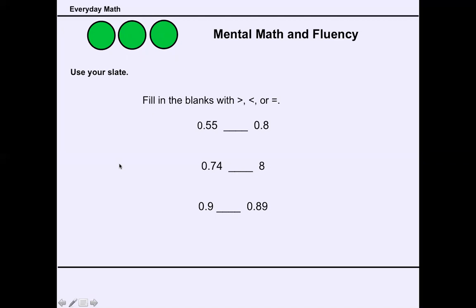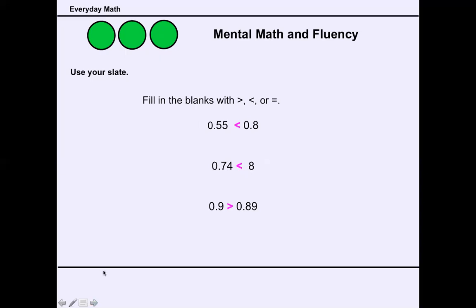55/100 is blank, then 8/10. 74/100 is blank, then 8. 9/10 is blank, then 89/100. All right, write down your symbol. Let's check our answers.